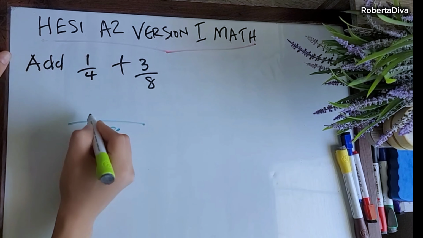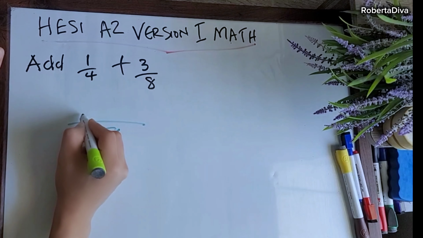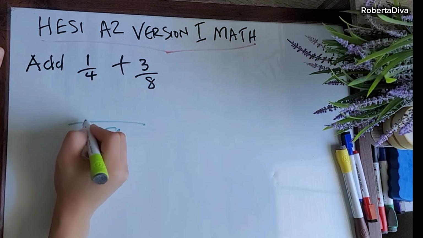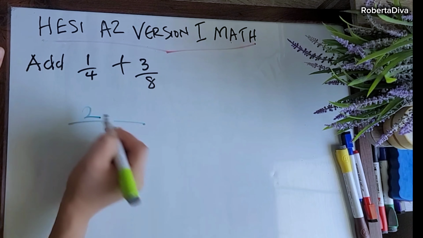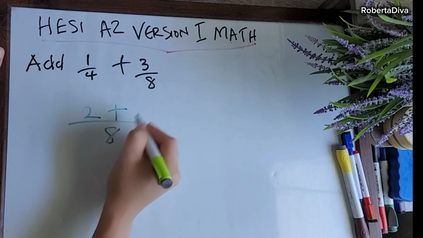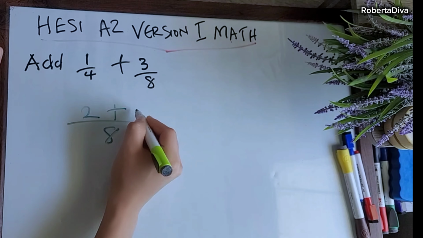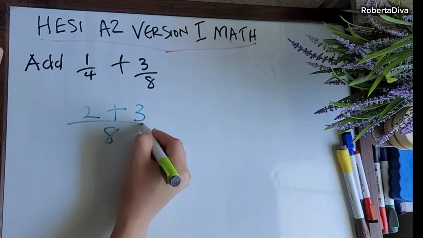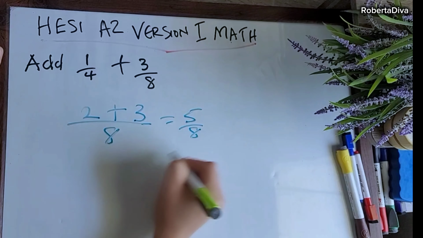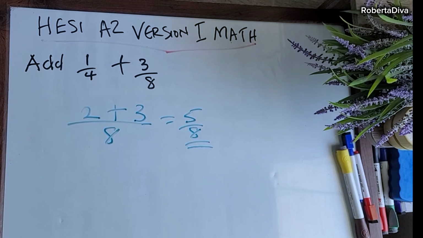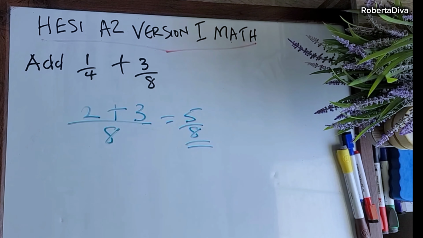So 8 divided by 4 will give you 2. 2 multiplied by the 1 on top is 2. Plus, put down the plus sign, right? 8 divided by 8 is 1. You multiply it with the 3 on top. That's 3. So 2 plus 3 will give you 5 over 8. You can't divide this any more. So this is the answer.